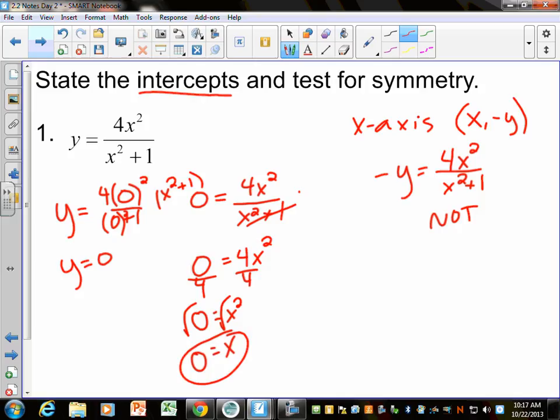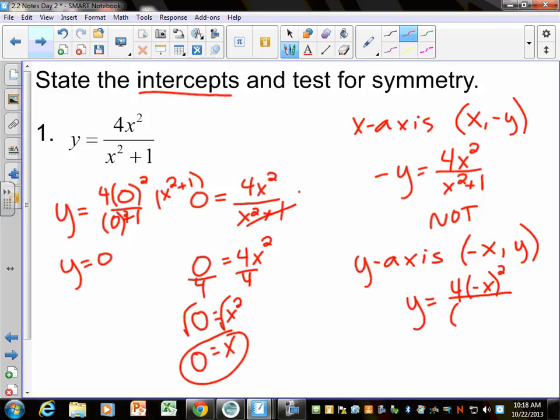Let's try the y-axis, and then we'll see if we're still confused. For the y-axis, we plug in negative x, y, right? It flips over, x changes, y stays the same. So now let's go through and plug in negative x everywhere we see x. Let's leave y as y and see if we get back what we started with. So y stays y, but 4 times negative x squared over negative x squared plus 1.